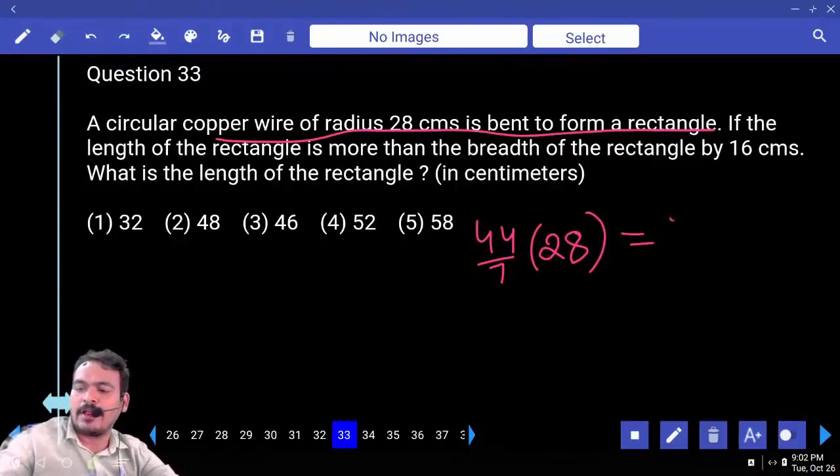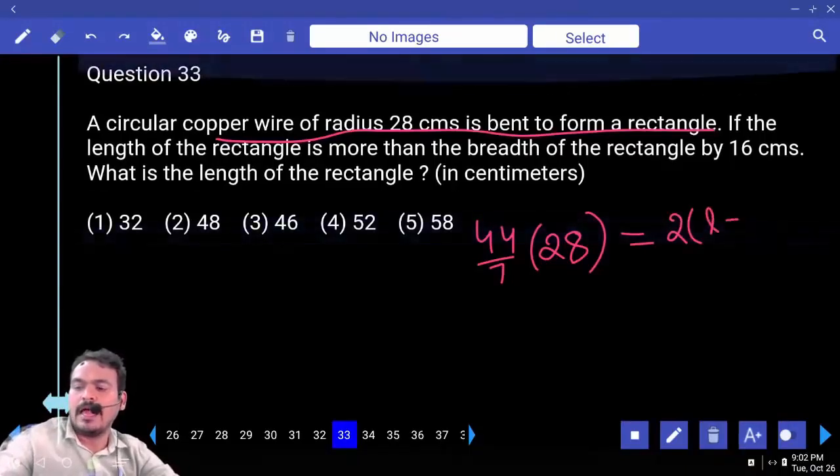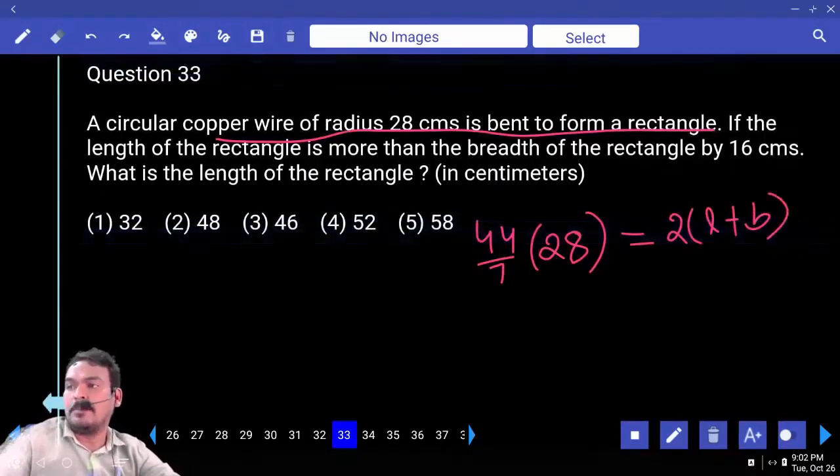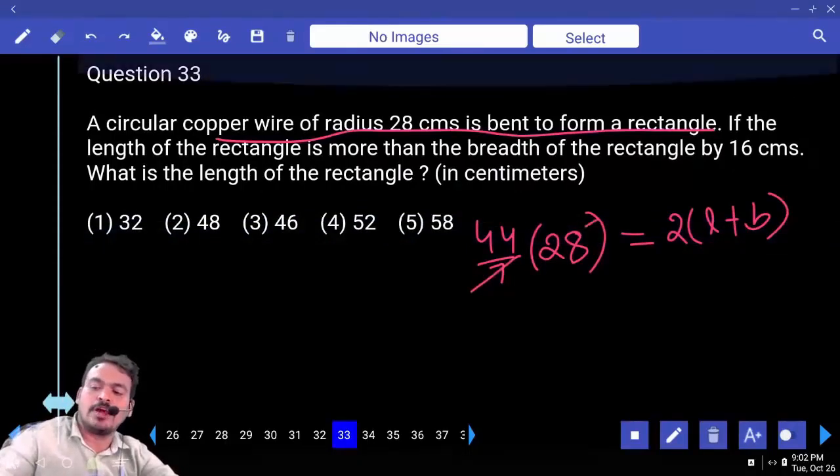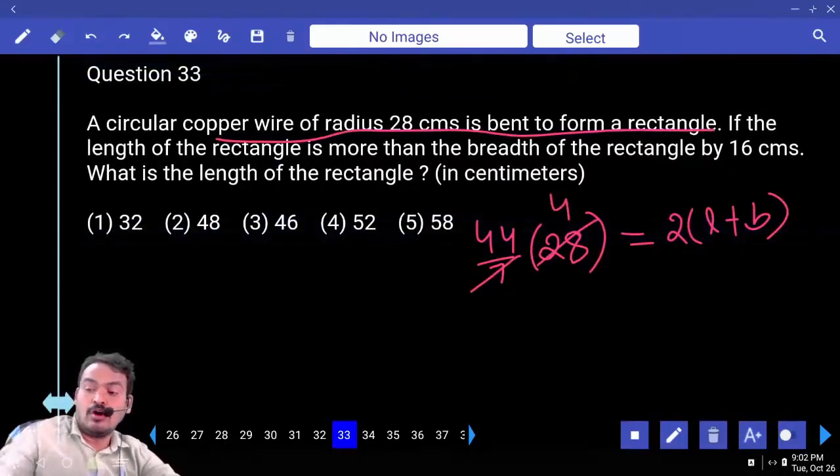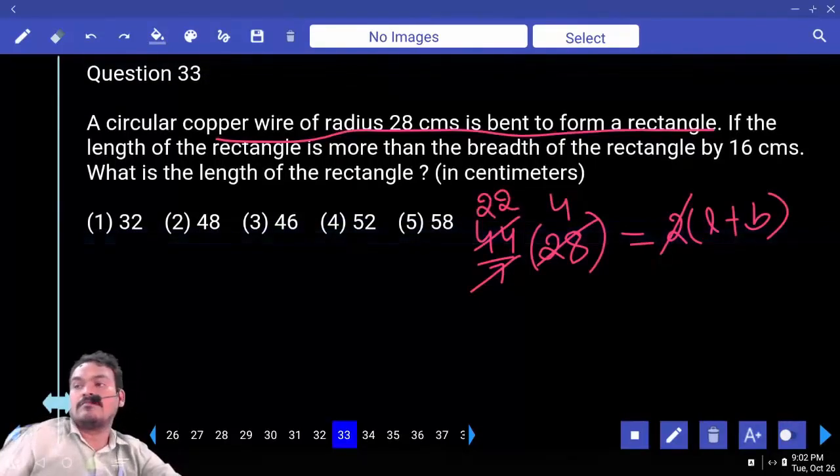What is the perimeter of a rectangle? 2 of L plus B, or not? 2 of L plus B. 7 how many times 28? 4 times. 2 how many times 44? 22 times, or not? Then 22 4 times how much? 88. Then L plus B value will be how much?